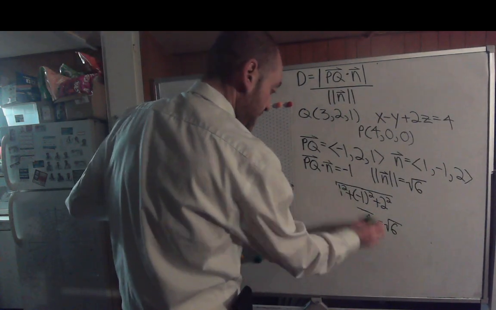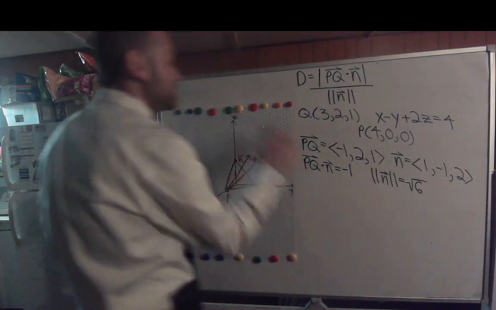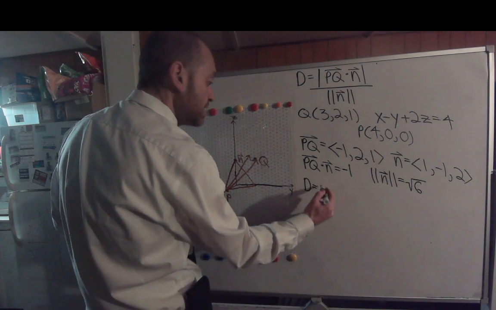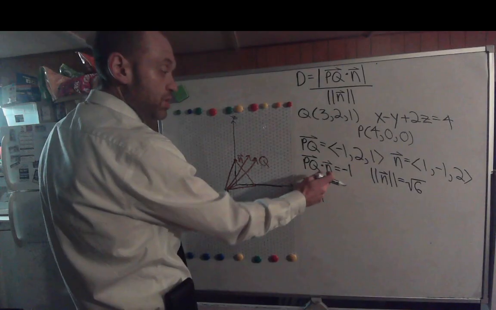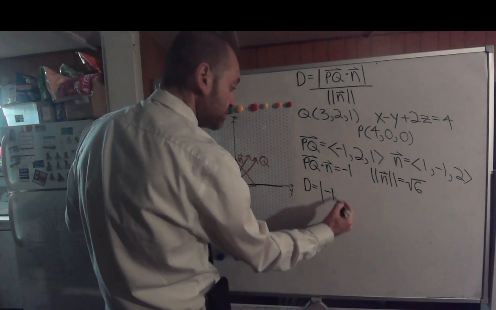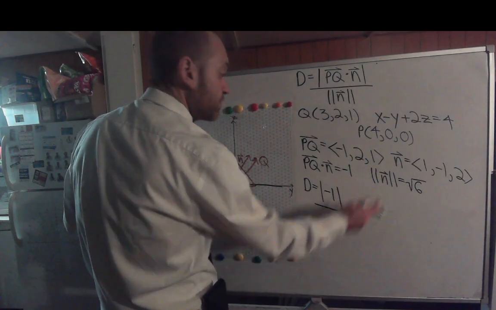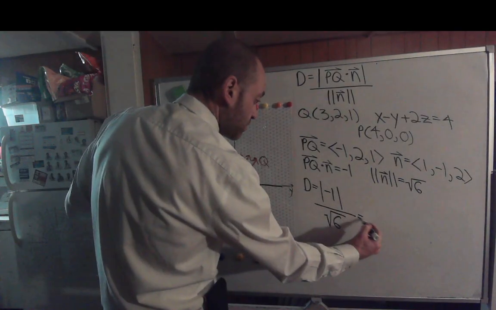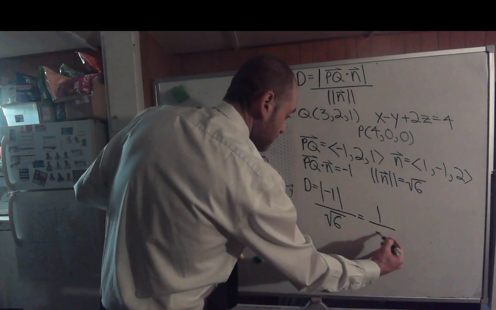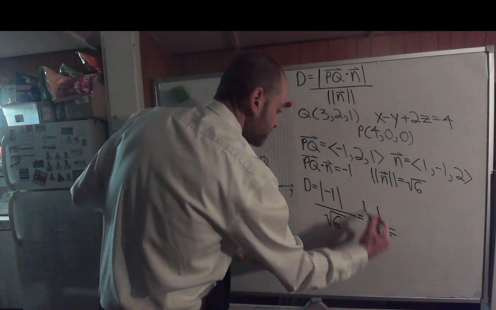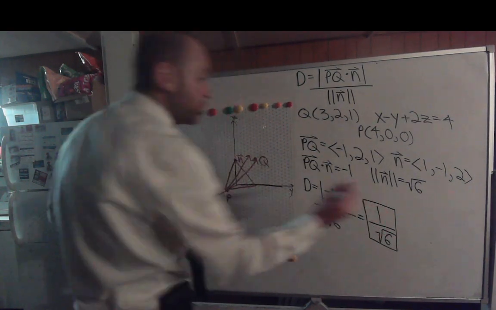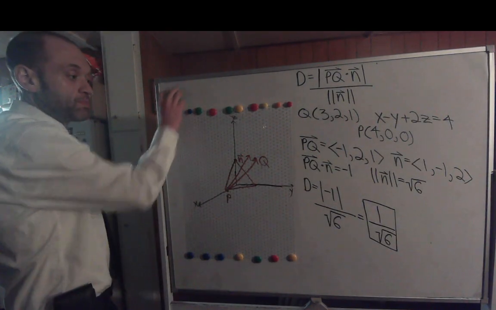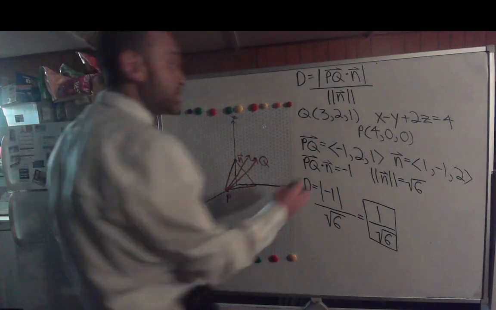Alright, now we have sufficient information to find the distance, to plug all this into the formula. The distance would equal the absolute value of the dot product of PQ and N, so the absolute value of -1 over the magnitude of N, which is the square root of 6, or simply 1 over the square root of 6 units. So the distance would be 1 over the square root of 6 units, a very small number. I got just one more, then we're done with the lesson.